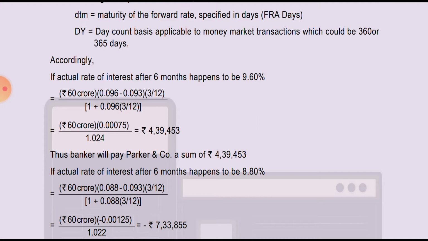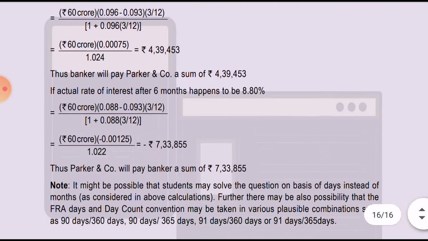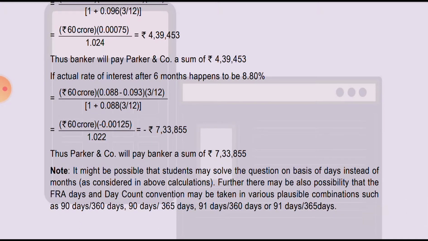If the actual interest rate after 6 months happens to be 9.6, we apply the formula and get the figure as 4,39,453. This amount is positive, hence the bank will pay Mr. Parker and company. And in the second case, if the interest rate happens to be 8.8, the settlement amount comes to negative, that is negative 7,33,855. So in this case Parker and company will pay the bank.